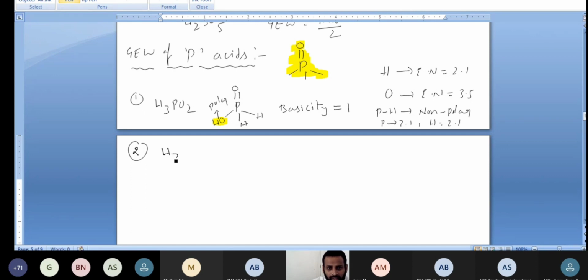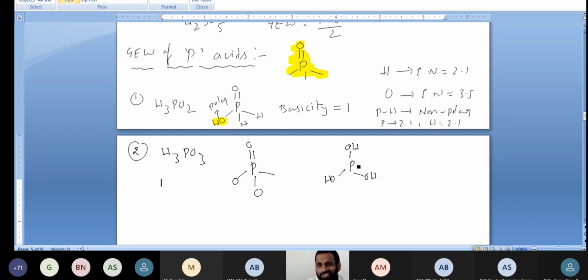Okay, H3PO3. You can write the skeleton structure now. P double bond O and 3 single bonds, right? So that is the skeleton structure. First I am writing one oxygen, you have P double bond O. So the rest of the oxygens I will write like this. You may think that if you write OH, OH and OH like this, that will be over.